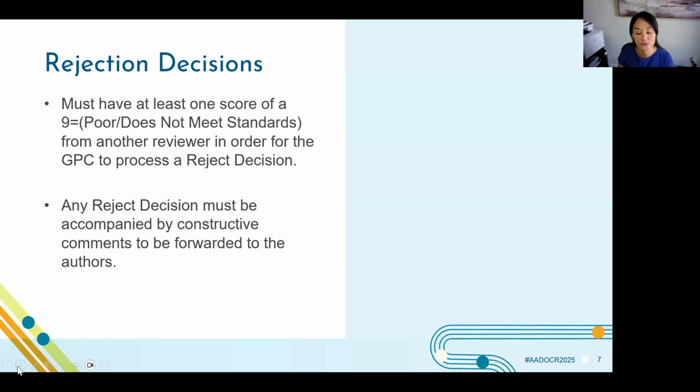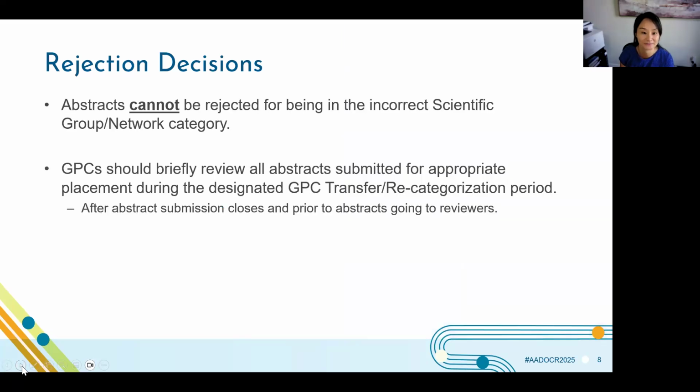Also, any rejection decision must be accompanied by constructive comments, because it's appreciated that the authors have some comments so they know how to construct their next phase, or if they submit next year. So this is one of the very important aspects. To reject an abstract, we need to have at least one score of 9 and also constructive comments. And the abstract cannot be rejected because it is in the wrong category.